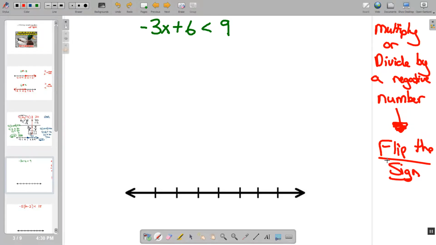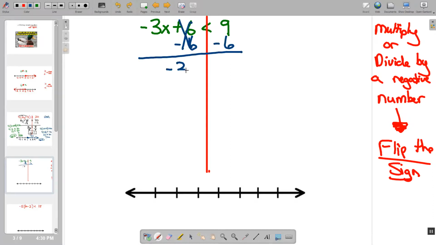Very easy to forget this. So 1 piece of candy or 5 SPs, you come up and tell me that you must flip the sign when you multiply or divide by a negative number, and you'll get 1 piece of candy. For this problem, we're going to solve it just like we've been doing before. We have no parentheses here, so we are just going to subtract 6. I always do that from both sides.